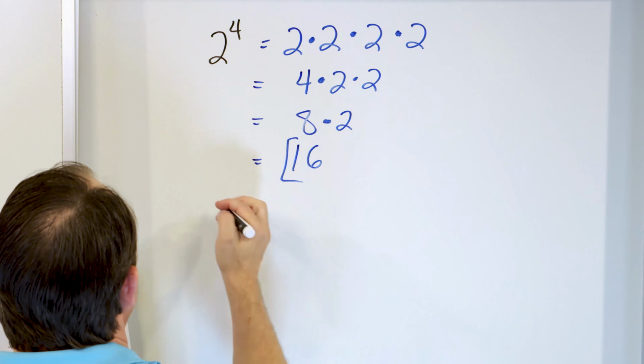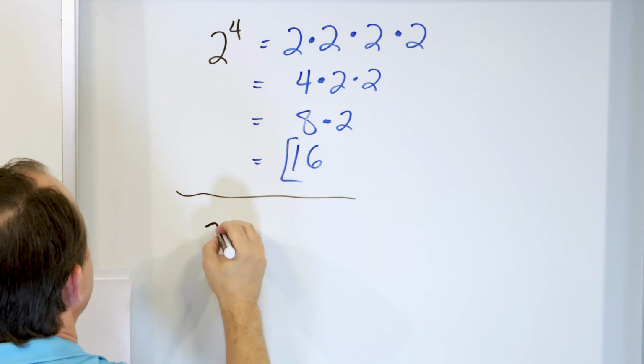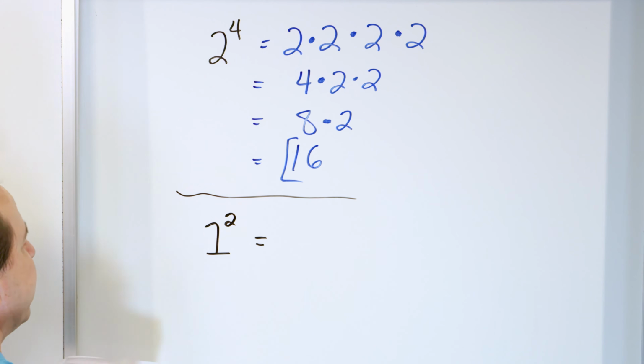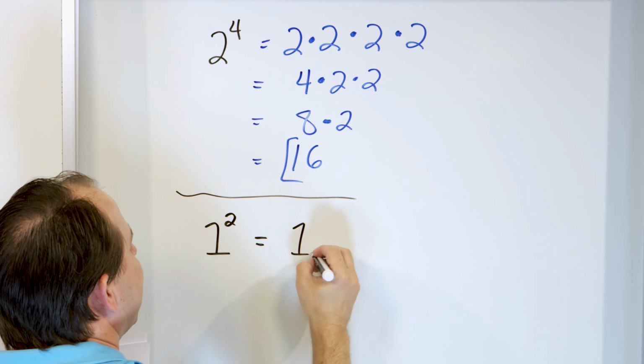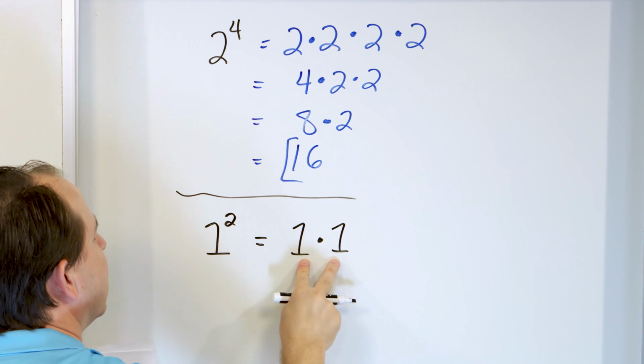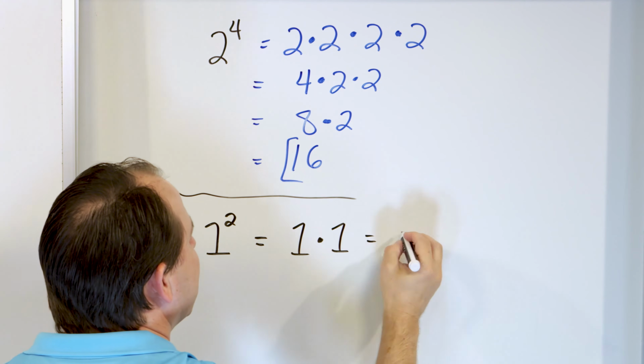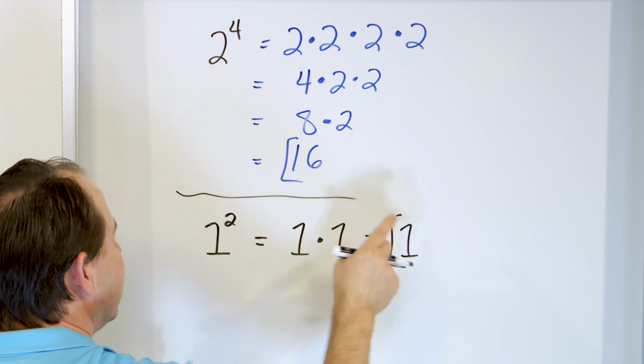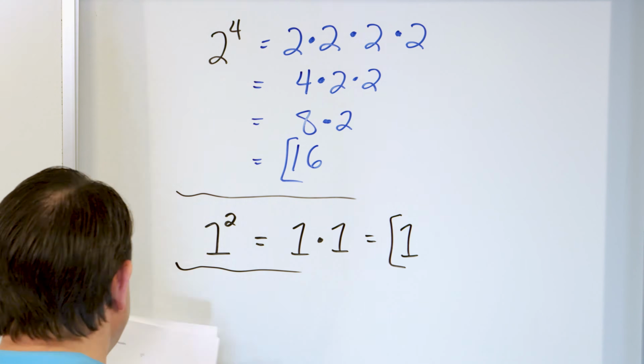All right. Almost done. What about 1 squared? 1 squared. Well, we're going to multiply that 1 times itself. Only have 2 of them here. 1 times 1 is 1. And so 1 squared is 1. Now here's an interesting problem.